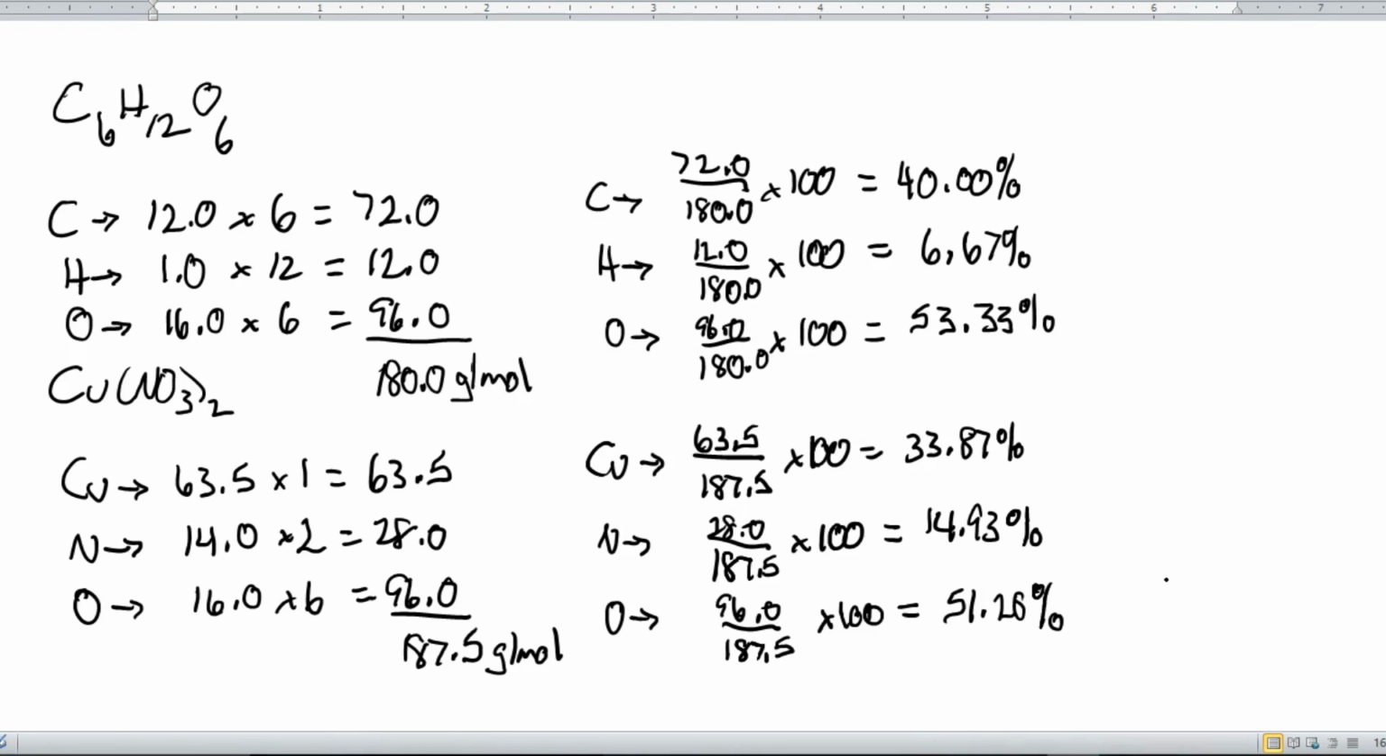Once you get the hang of it, you literally are doing the same thing every single time. So remember, step one is to calculate out your molar mass. Then you take each of these individual masses divided by the total times 100.